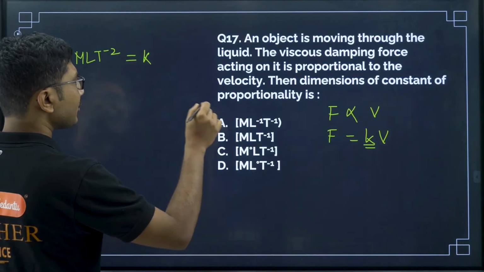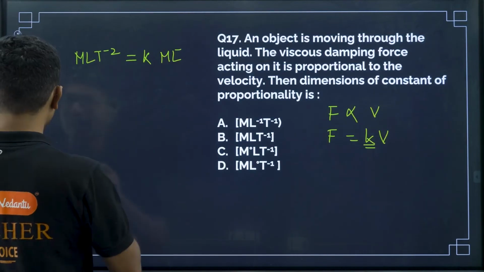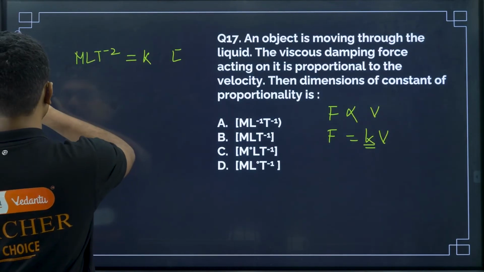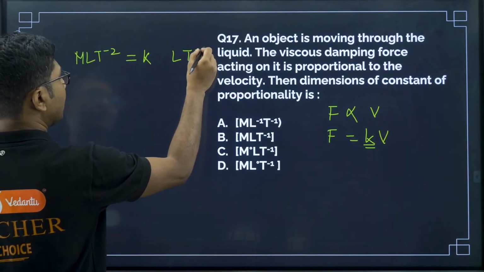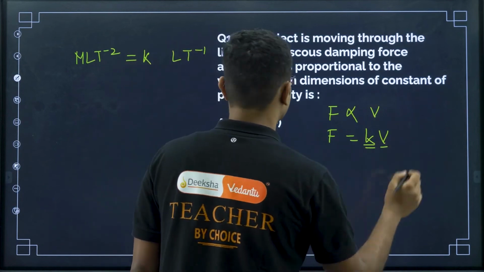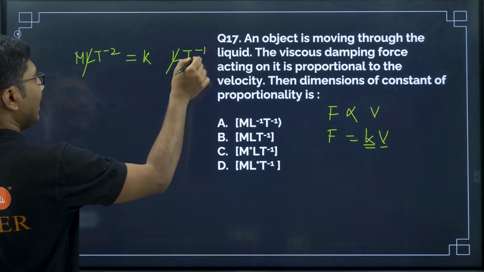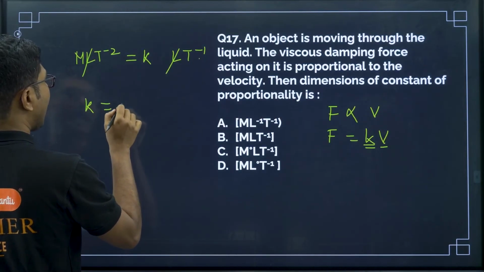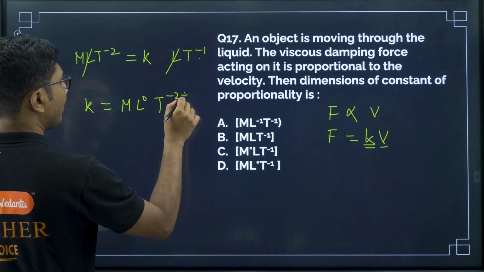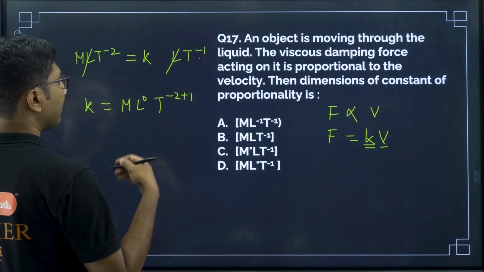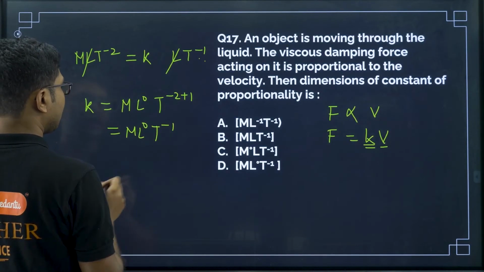We don't know the dimension of k. What is the dimension of v? V is M to the power 0, obviously, because velocity does not have M. L to the power 1 T to the power minus 1 is the dimension of velocity. So now let us cancel whatever can be cancelled. L cancels, and it will become k equals M L to the power 0 T to the power minus 2 plus 1. This will come this side and it will become plus. So it will become M L to the power 0 T to the power minus 1.